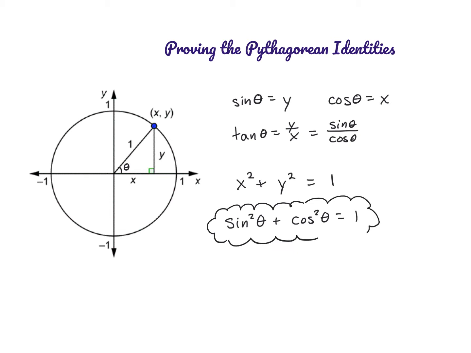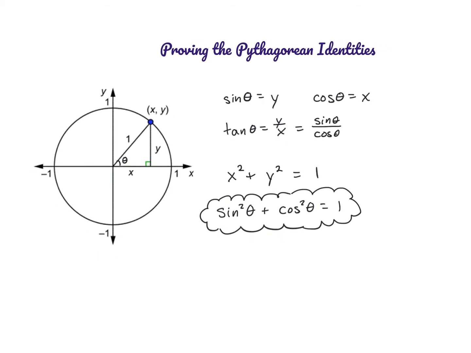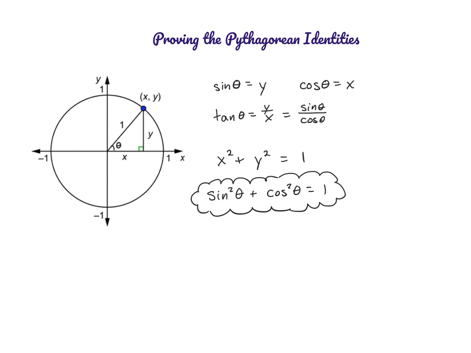This is definitely something you're going to be working with a lot next year in pre-calculus. It's a really, really important identity to know. I would say it's kind of like the primary Pythagorean identity, because there are other Pythagorean identities that we can derive from this.